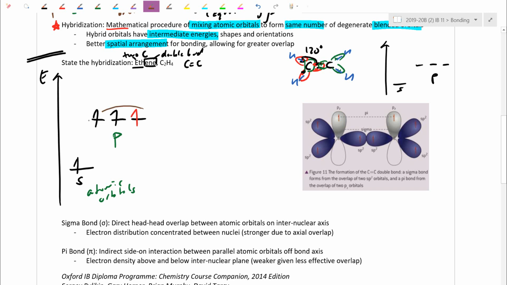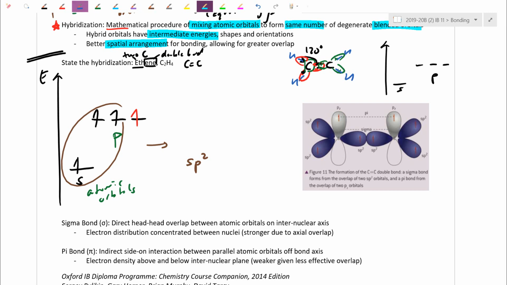I cannot mix 3 p orbitals together because they already are alike. I'm not going to get anything new out of it. What I need to do is blend in some s character. So what I'm going to do here is my hybridization. I'm just carbon. I haven't attached to other things yet. But for carbon, I'm going to trade in one s and two p orbitals. You should be able to tell me the name of the orbital is now called an sp2. Traded in one s and two p's.